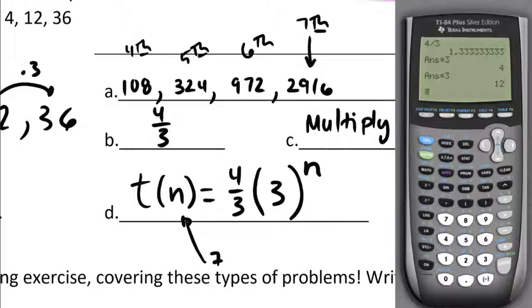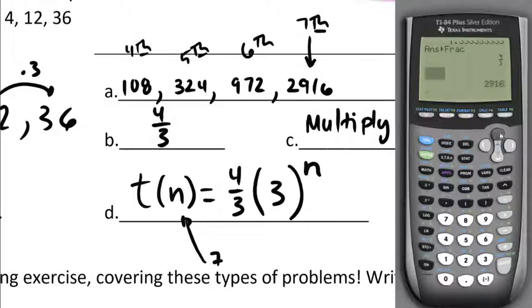In fact, I'll get a nice looking fraction. I'll go 4 divided by 3, and then I'll make it look like a fraction by hitting math, frac. There's 4/3. Then I'm going to go times 3 raised to the, and when I put 7 in here, I have the right answer if it gives me 2,916. If it doesn't, I've got to figure out what's going on. But it does. Very good.